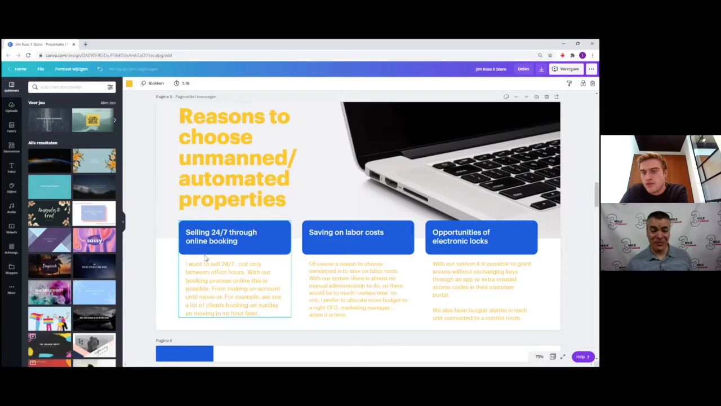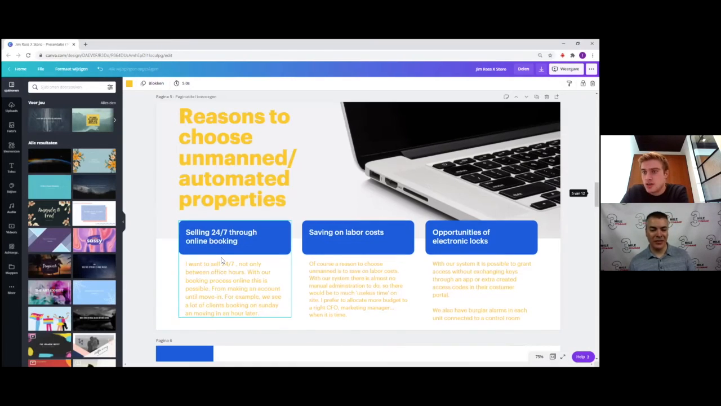Then we also have the opportunities that come with electronic locks. For me, there are some reasons. In our system, we created a customer portal where the client can find everything about invoicing and his rental agreement. If he wants to stop the contract, he can do it all in the portal. He doesn't have to call us, phone us, or mail us. He can just do it there if he wants.